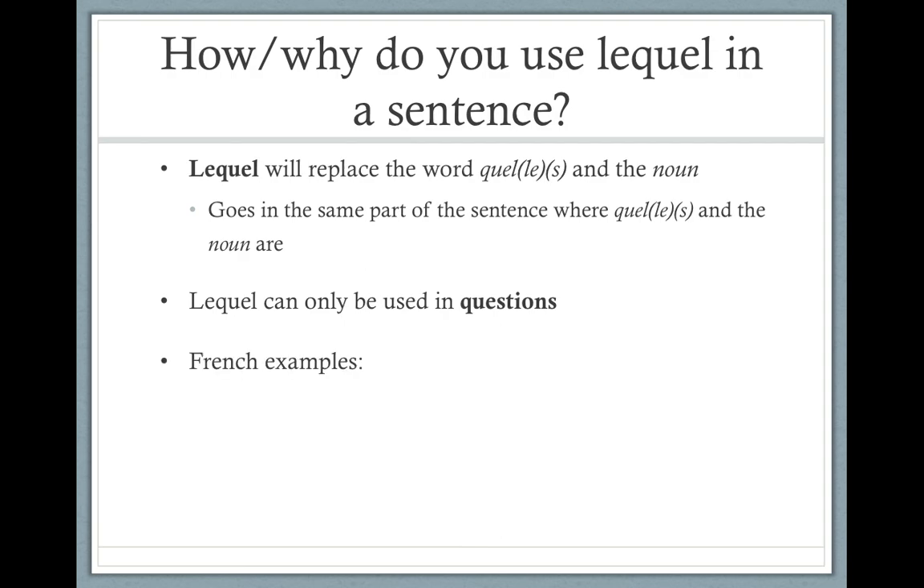Some examples in French, so we're going to translate the English examples from the last slide using lequel. So you could ask, quel cours préférez-vous? Which is, what class do you prefer? Or you could ask, lequel préférez-vous? And this changes it from which class do you prefer to which one do you prefer?